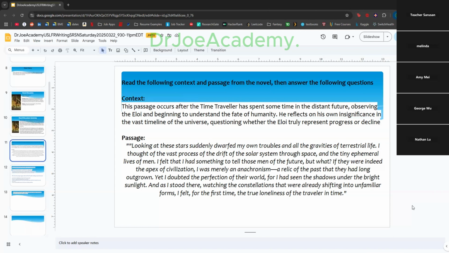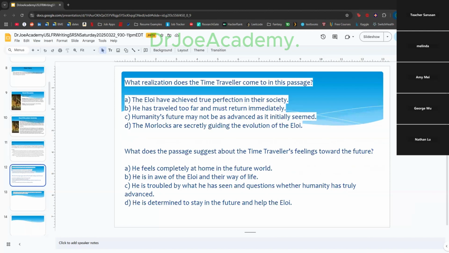All right. Very well done. So using this passage, we're going to answer a few questions. So here are the multiple choice questions. The first one says, what realization does the time traveler come to in this passage? What do we think? All right, we got one answer here. Let's see if there's any more.